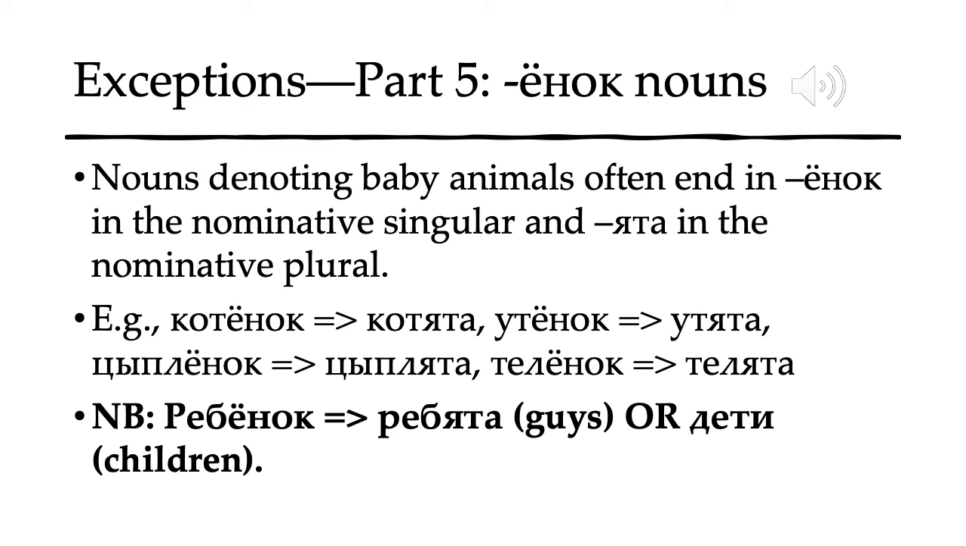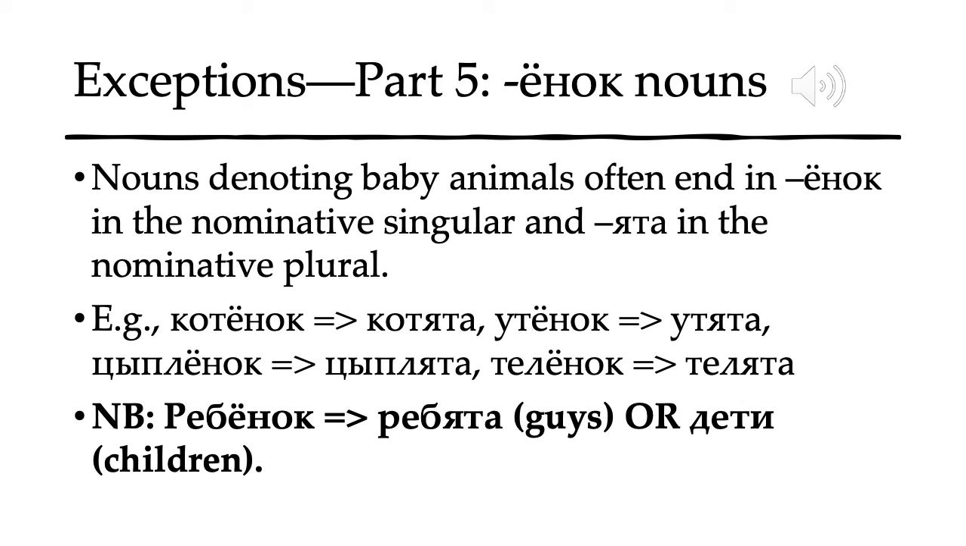So, for example, katyonak, a kitten, becomes katyata in the nominative plural. Utyonak, a duckling, becomes utyata in the nominative plural. Tsiplyonak, a chick or a baby chicken, becomes tsipliata in the nominative plural. Tilyonak, a calf, becomes tilyata in the nominative plural.